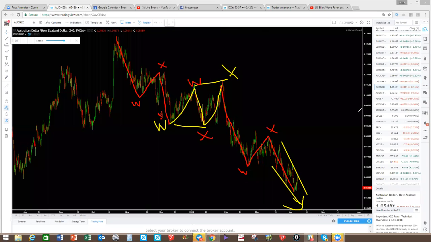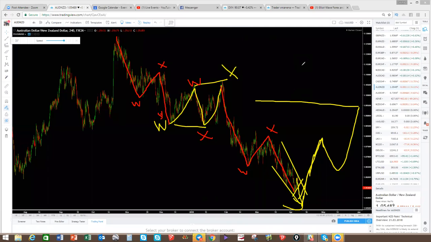And if we reverse here, we're going to get a three-wave pullback, minimum to the 50% level of this. So we're going to get that three-wave bounce. You need to keep an eye on this for the reversal. Right now, it looks like you're going to have one more down before we get this move to the upside.